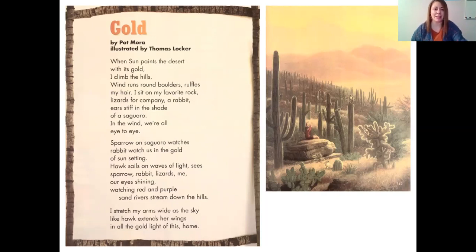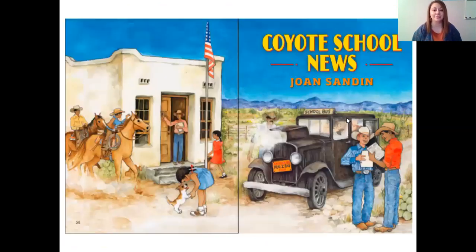So it is describing, I can see here, it says, "The sun paints the desert with its gold, I climb the hills." Okay, there's boulders. Okay, so even though the author is not writing a full story, it's still very possible for them to describe a setting. Okay, and so in our story, we are going to be thinking about how our author is describing the setting in our story that we're going to read today.